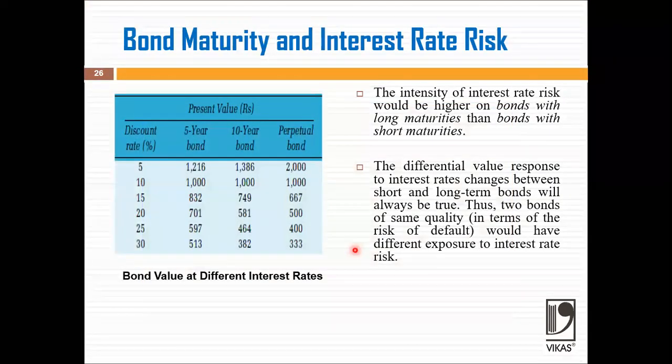Bond maturity and interest rate risk. So I ask one question from all of you. There are two types of bond. One bond A, right? It has 1 year maturity. Bond B, it is 10 years of maturity. So which bond, A or B, has high risk? Bond A or bond B?